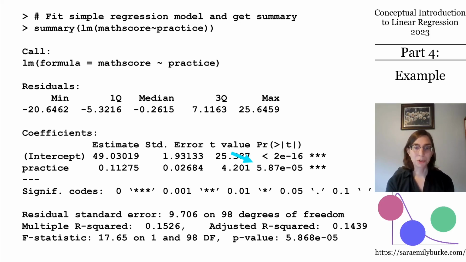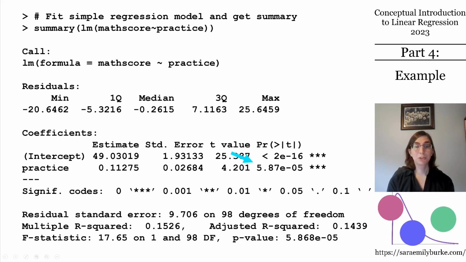This p-value is the probability that a random slope like that would end up being 0.11 or farther from 0, for a sample like ours, if there was actually no systematic relationship between practice and math scores. In other words, it's the probability of getting a slope as extreme as ours or more extreme, with a sample size of 100, if the null hypothesis was true.